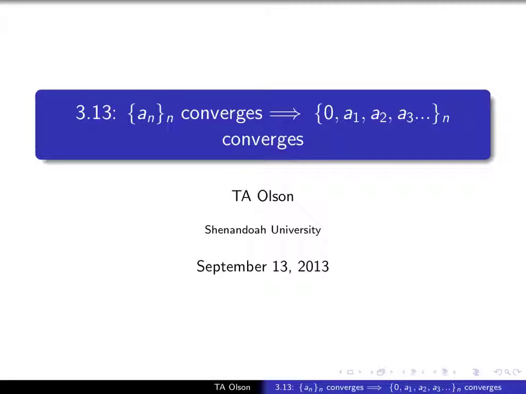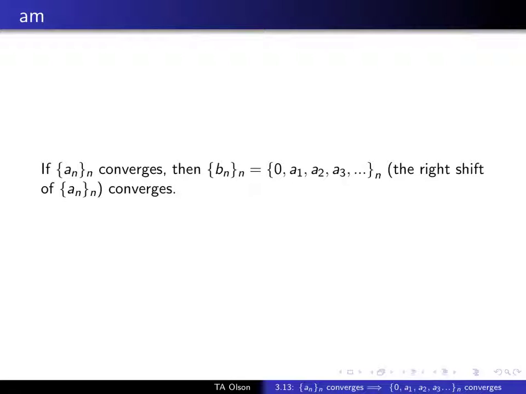Alright, so in this one we're talking about this: if we have a sequence that converges, then the right shift of that sequence also converges. So the statement of the problem goes that if a_n converges, and we're not saying what it's converging to, then the sequence b_n, which is essentially sequence a_n but the first term is a 0. So we're sticking in a 0 and we're shifting all of the rest of the terms to the right. And our claim is that that also converges.